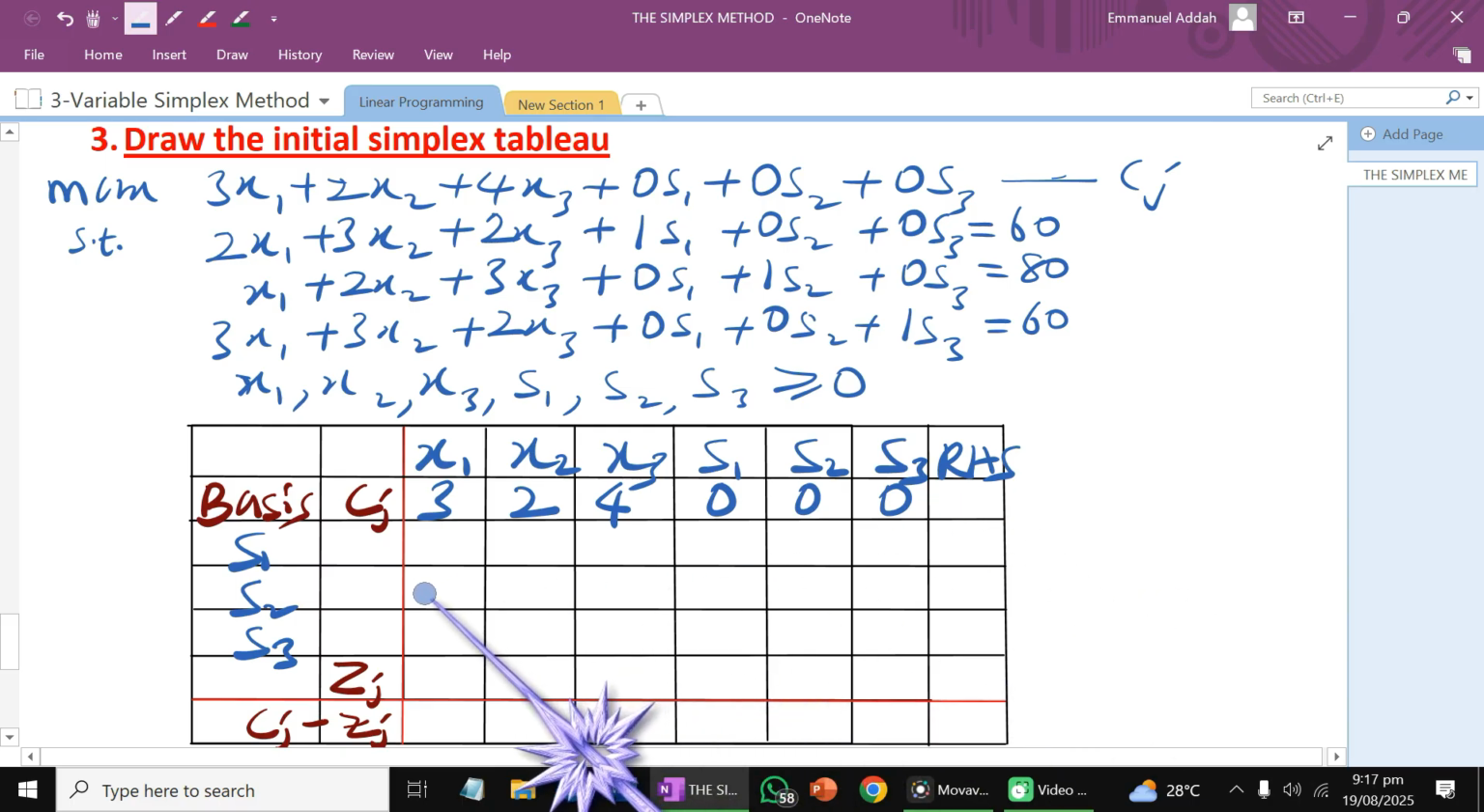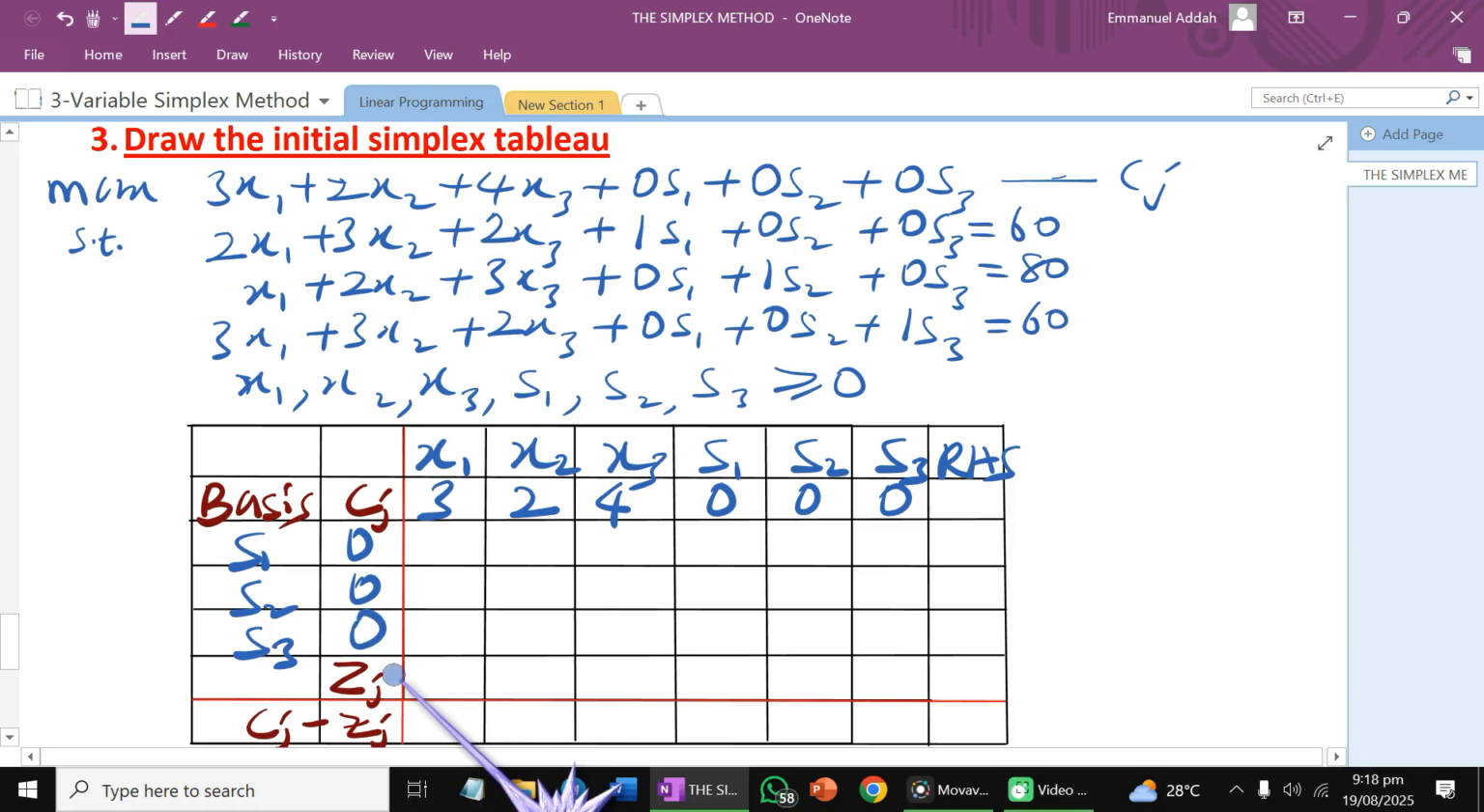After that, you now come in here, the CJ column. What's the value of S1 in the CJ column? S1 in the CJ column is 0. Put it there. S2 in the CJ column is 0. Put it there. S3 in the CJ column is 0.